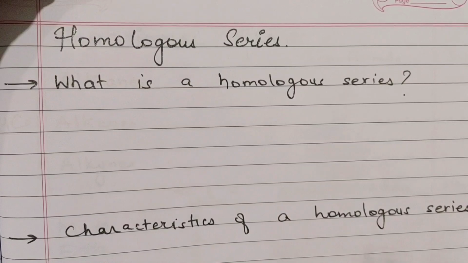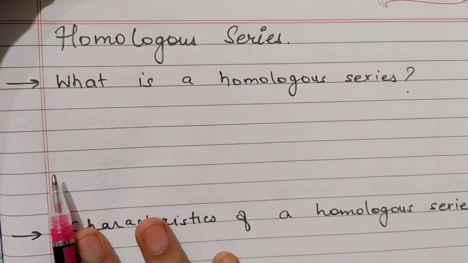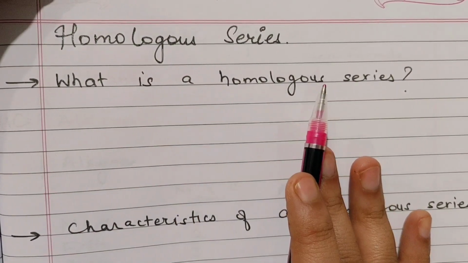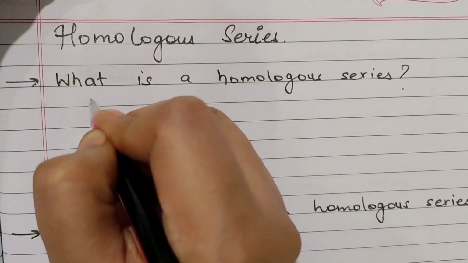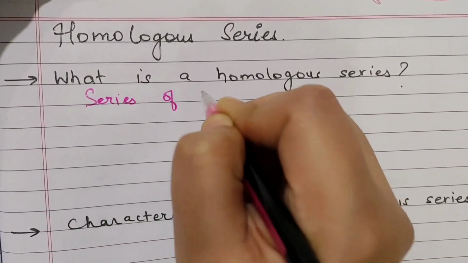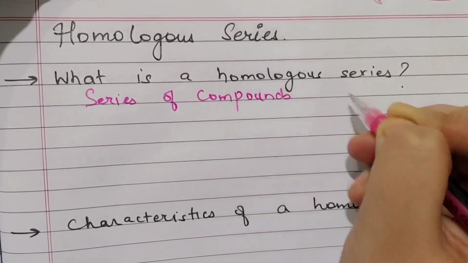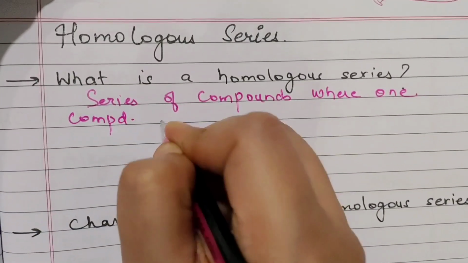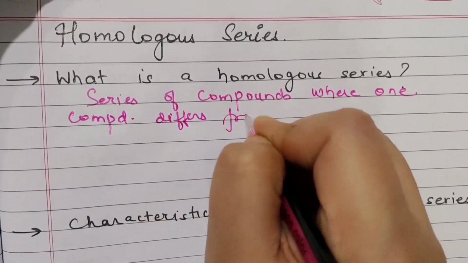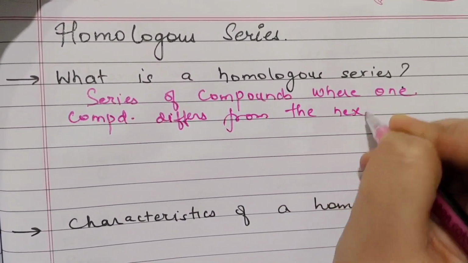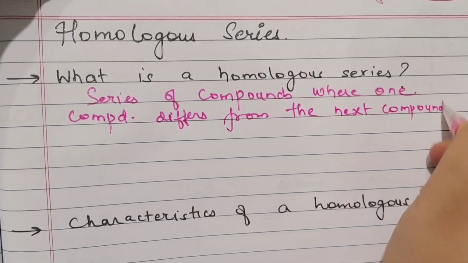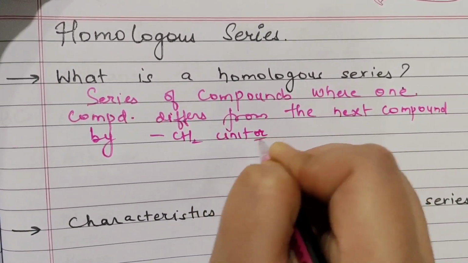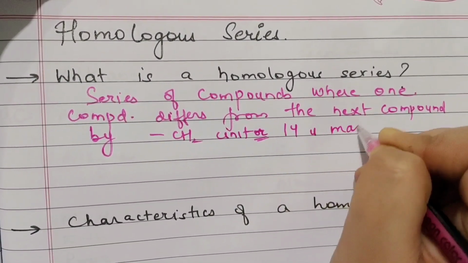Okay, next topic, homologous series. The simplest question that you can be asked from this topic is, what is homologous series? And you should know the definition. Homologous series is a series of compounds where one compound differs from the next compound by a CH2 unit or 14 u mass.